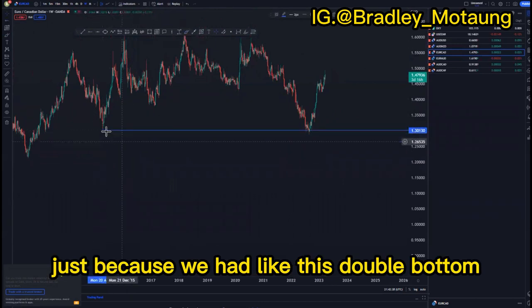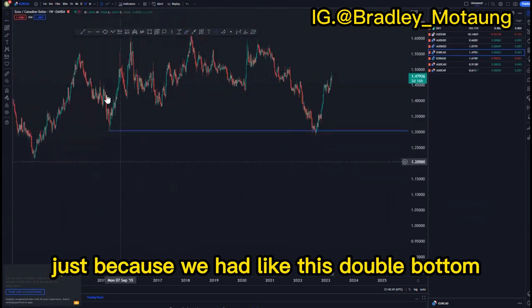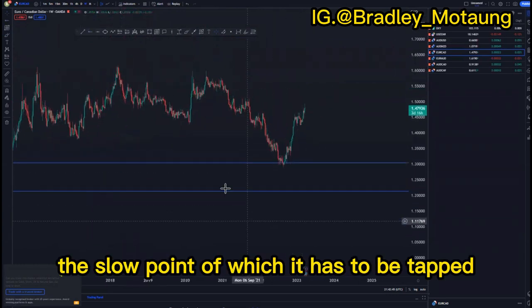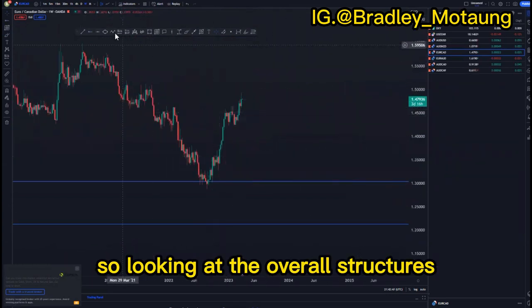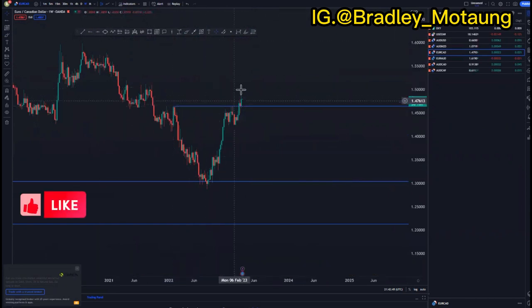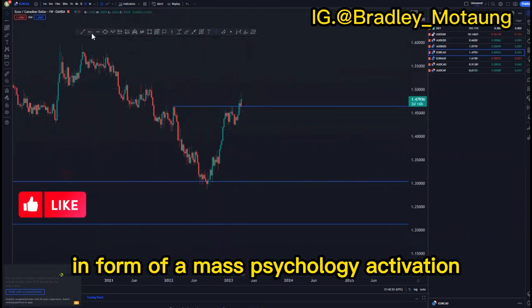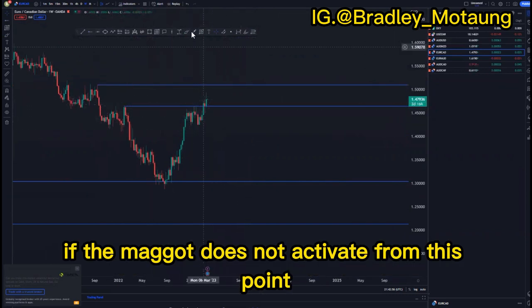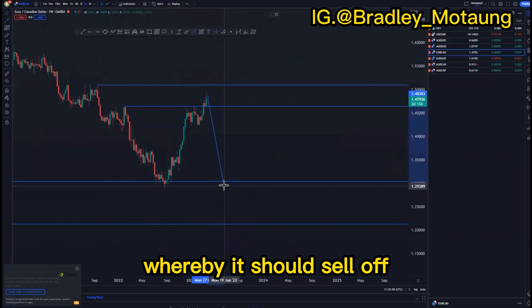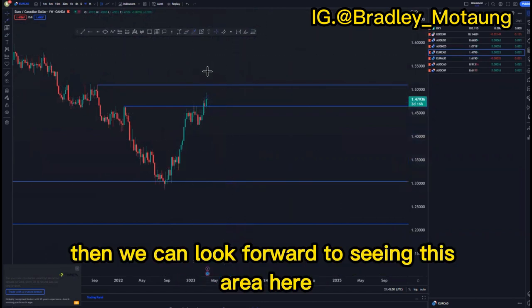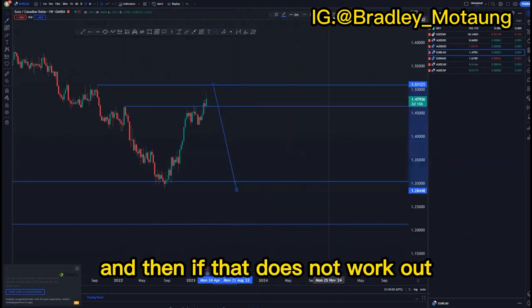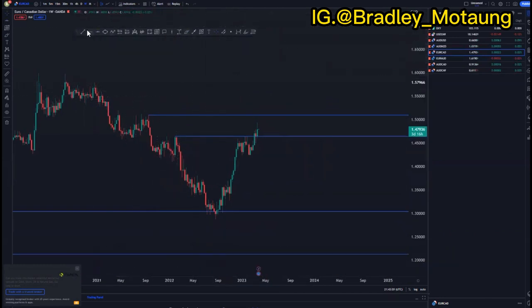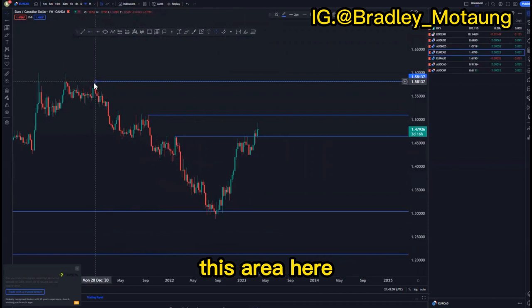We have to sell off just because we had this double bottom, and then we still have this low point which has to be tapped. So looking at the overall structures, we broke this area in form of a mass psychology activation. We have this point also, which if the market does not activate from this point whereby it should sell off, then we can look forward to seeing this area here. And then if that does not work out, then we can look forward to seeing what this area here has in store for us.